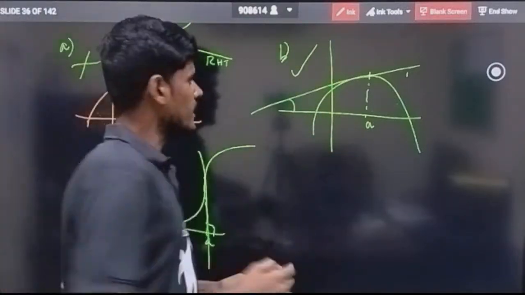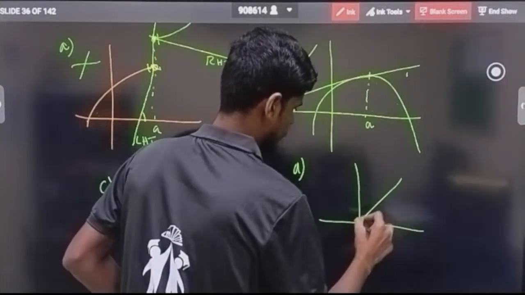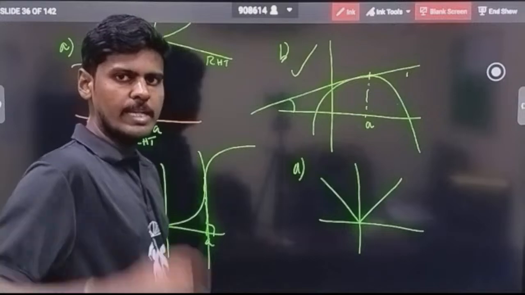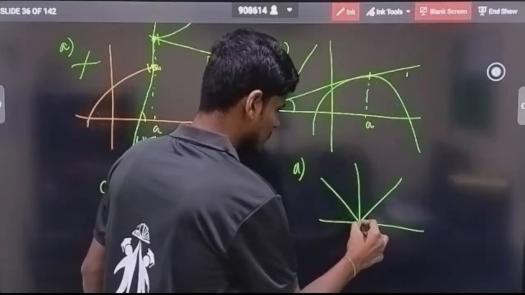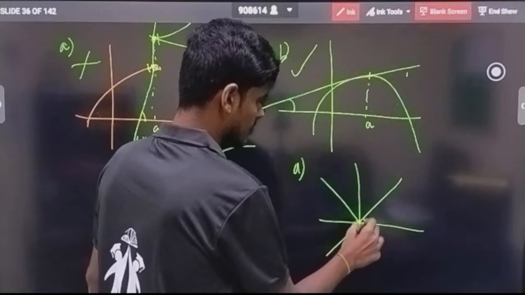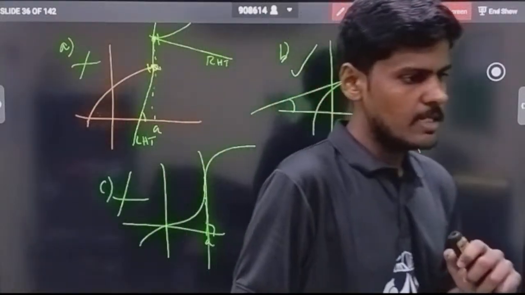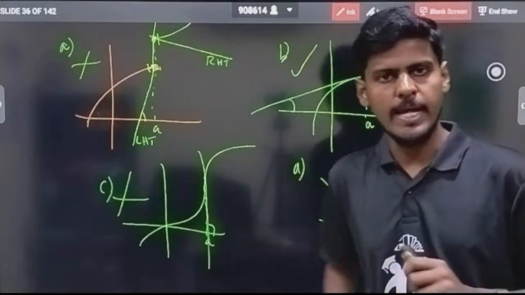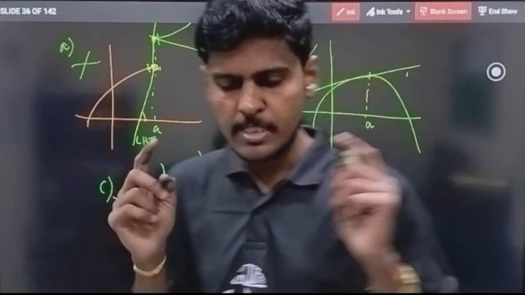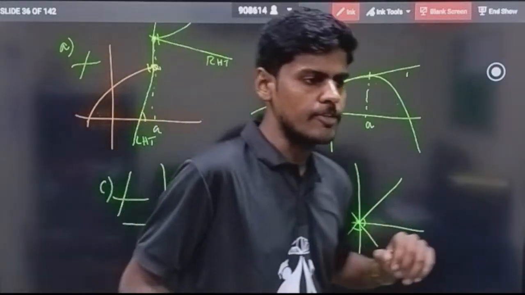Now we will consider another case. Take for example the mod x curve. The tangent at this point will be a line like this and a line like this. That means the tangents are different. So this curve actually has two tangents. That means the slope of the tangent is different from the left hand as well as right hand side. Hence this is not differentiable.